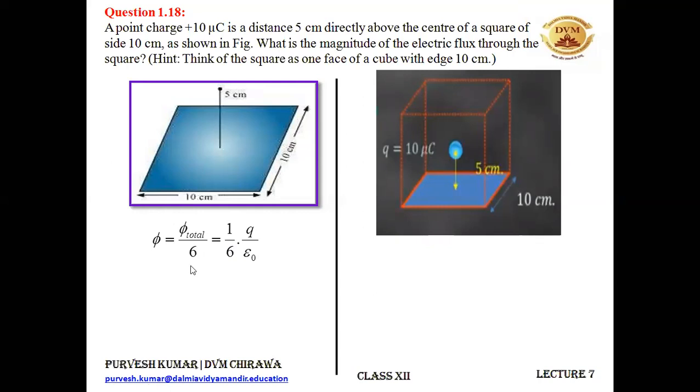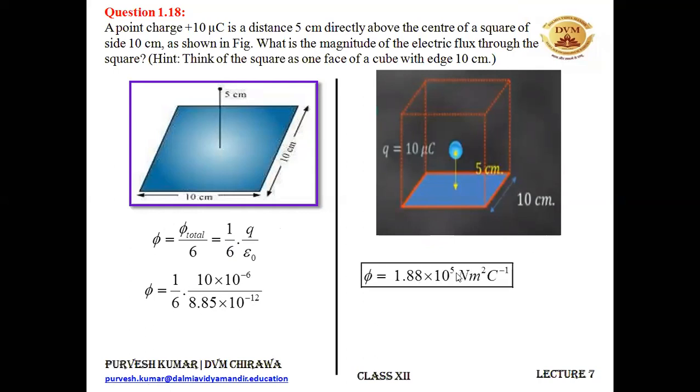All right. So just do it. Phi total upon 6. Phi total is Q upon epsilon naught by Gauss's law, divided by 6. The value of Q is 10 microcoulomb. Epsilon naught is 8.85 into 10 to the power minus 12. When you solve it out, it comes out to be 1.88 into 10 to the power 5 Newton meter square per coulomb. So this is the flux through this square, which is marked in blue color. Through the cube, it is Q upon epsilon naught. So the total flux divided by 6 is the flux through one of the faces of the cube. All right, Nisha? I hope it is clear.